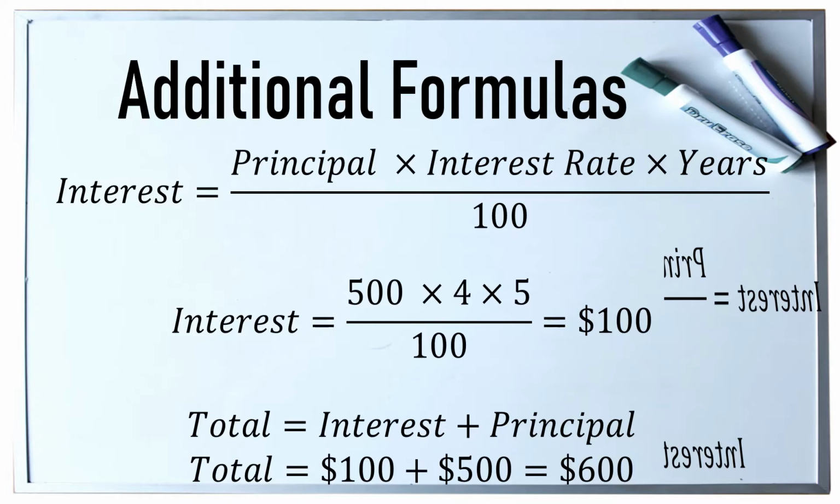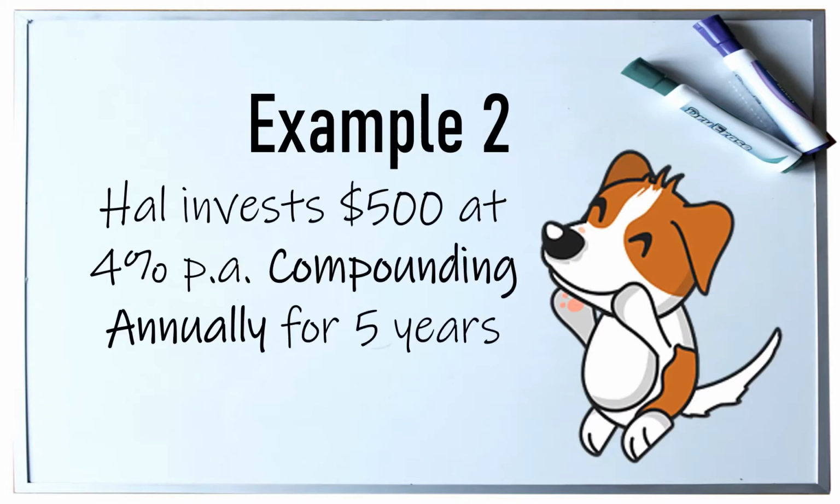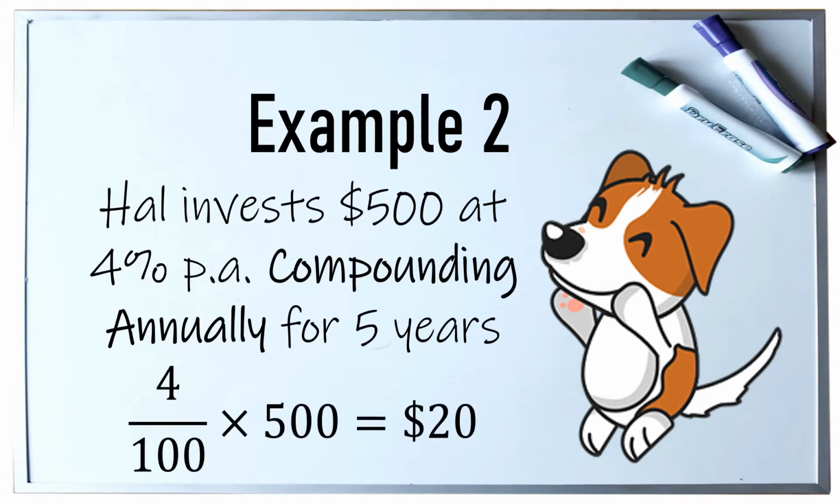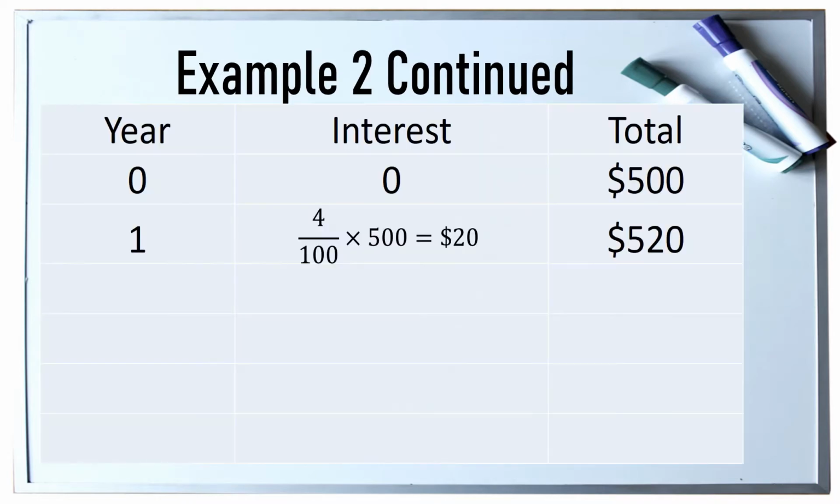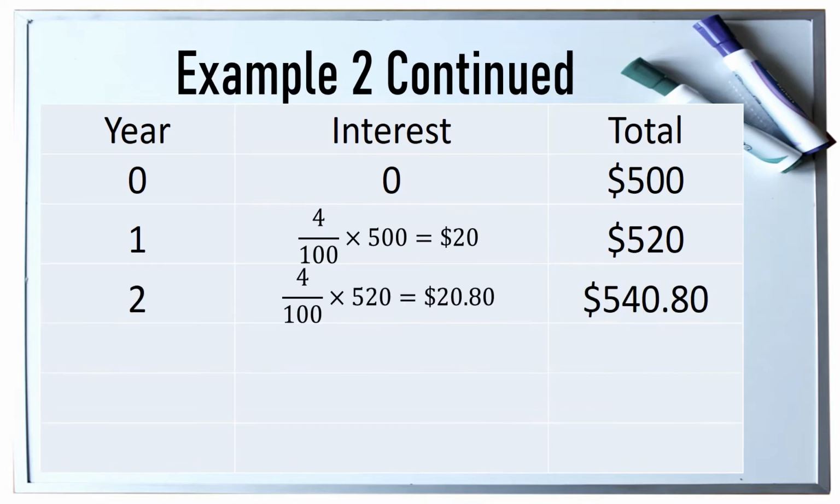Hal invests $500 at 4% compounding annually for 5 years. So just like Sapphire, the first year is going to be 4% of the $500, which gives you $20 in interest. After the first year, things are the same for both Sapphire and Hal. But it's in the second year that things start to change. Rather than 4% of the initial investment of $500, Hal has $520 in his account after the first year. So what we do is we work out 4% of that $520. We get our $20.80 and add that on.